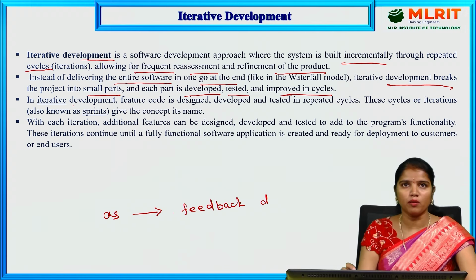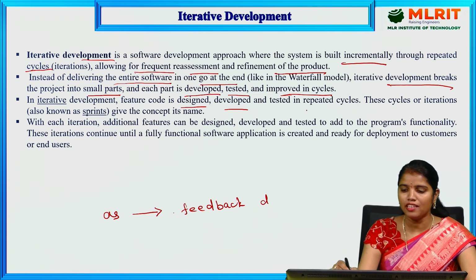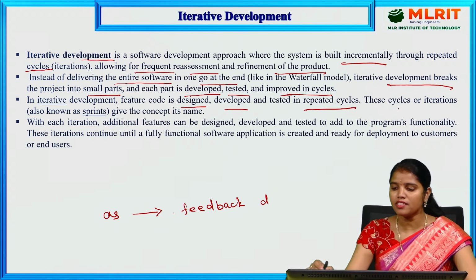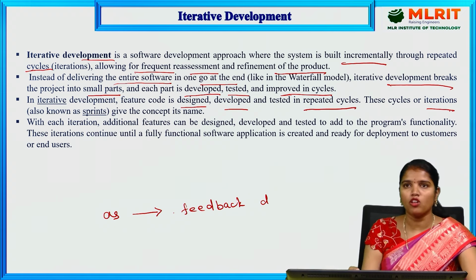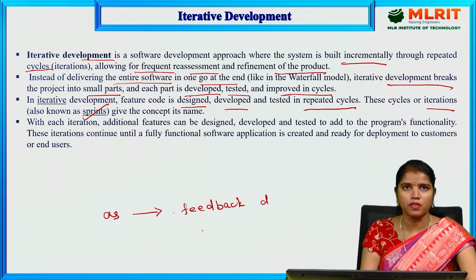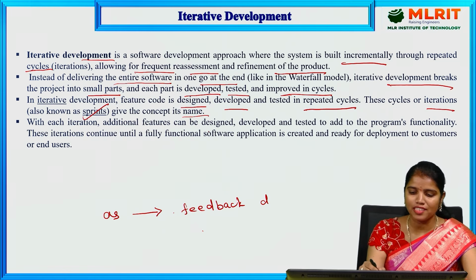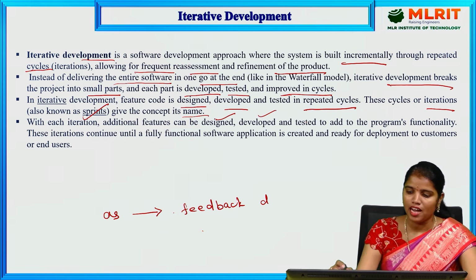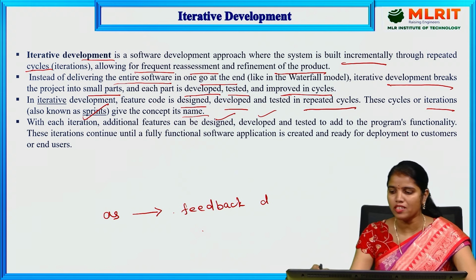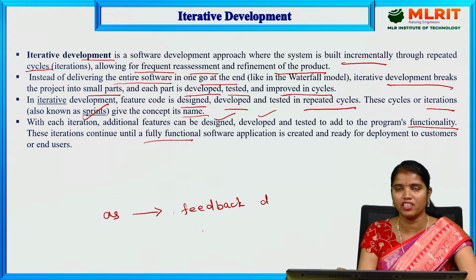In iterative development, future code is designed, developed, and tested in repeated cycles. These cycles are iterations. We also call them sprints, which gives the concept its name. With each iteration, additional features can be designed, developed, and tested to add to the program's functionality. These iterations continue until a fully functional software application is created and ready for delivery to the customer or end users.